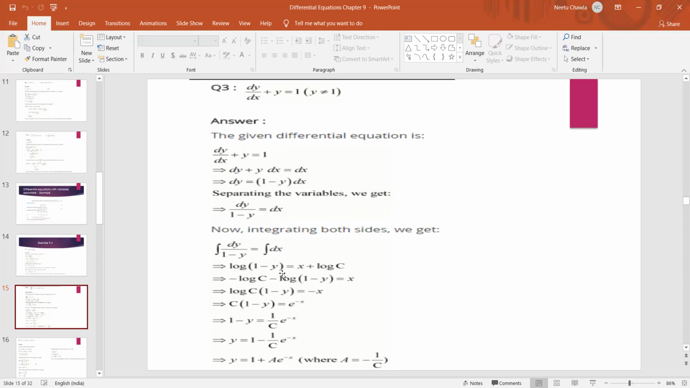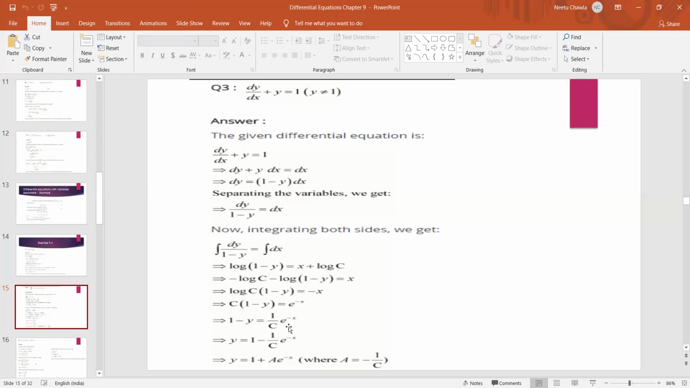Log of 1 minus y is equal to x plus log c. This is 1 minus y, and with y there is a minus 1, which will be giving me minus log 1 minus y. This log c, I am taking it to the left hand side so that both the logs can be combined, and I am getting log c into 1 minus y is equal to minus x. When we remove this log from any side, the other side becomes the power of an exponential. So this is becoming c into 1 minus y is equal to e to the power minus x.